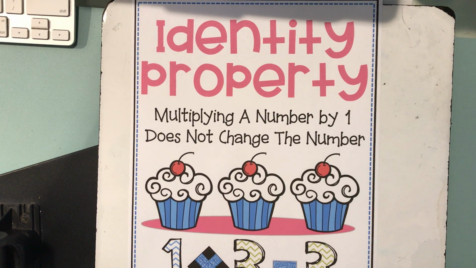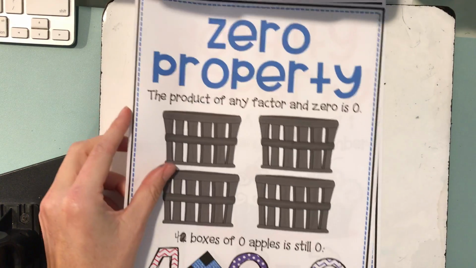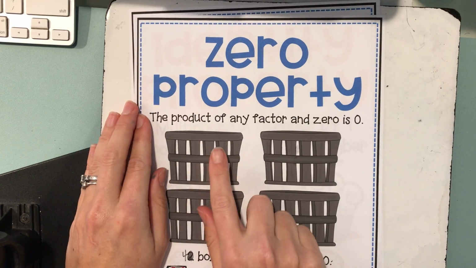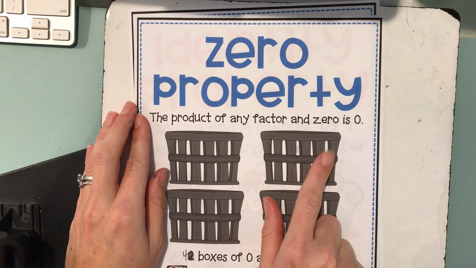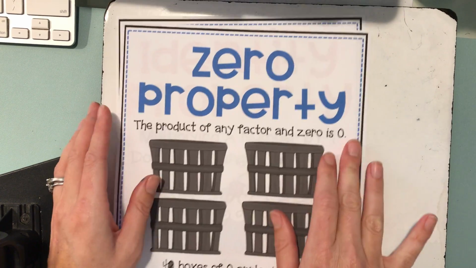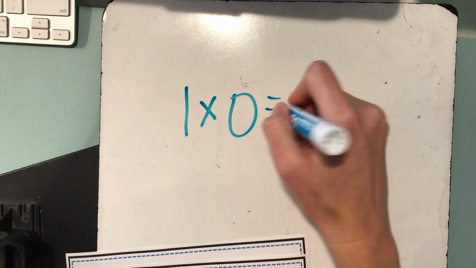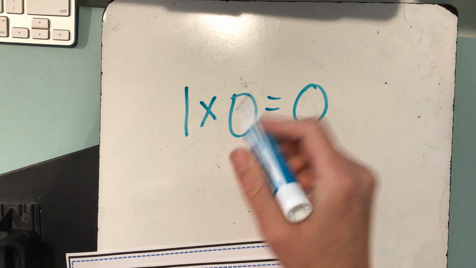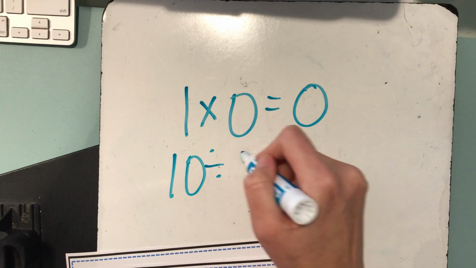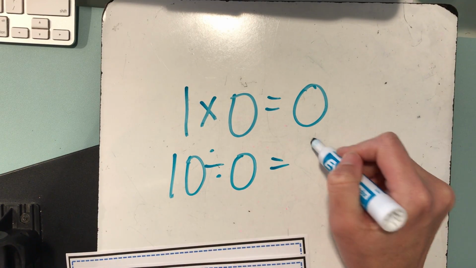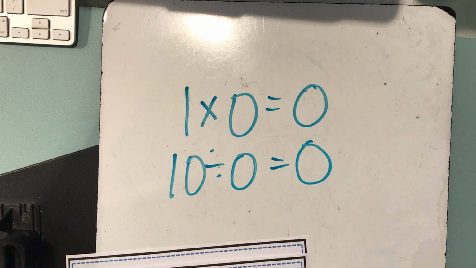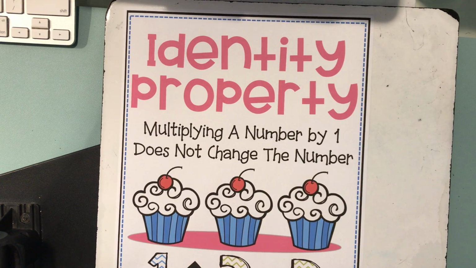Hi everyone. So yesterday we learned about the zero property. Anytime you multiply or divide by zero, the answer, the total, is always zero. So if I had 1 times 0, that would be 0. If I had 10 divided by 0, it would equal 0. Okay, so multiplying and dividing always gives 0. So now today we are going to look at the identity property.